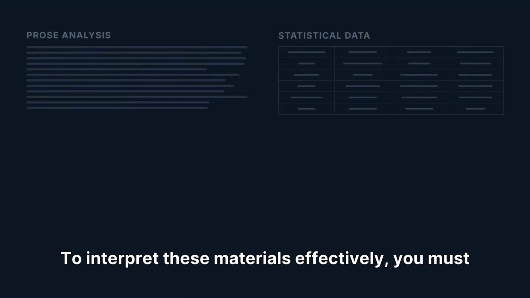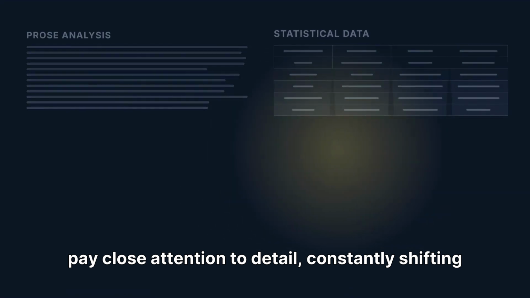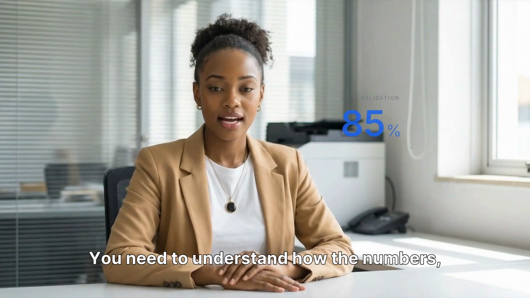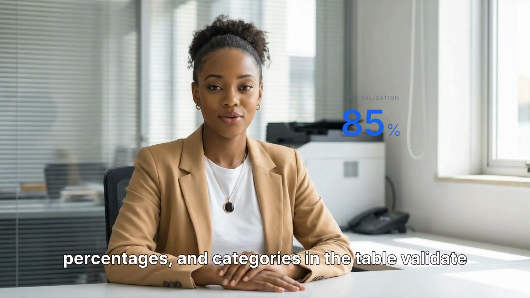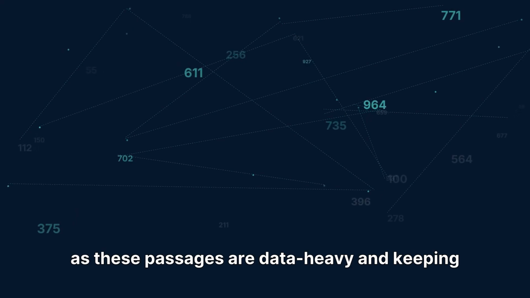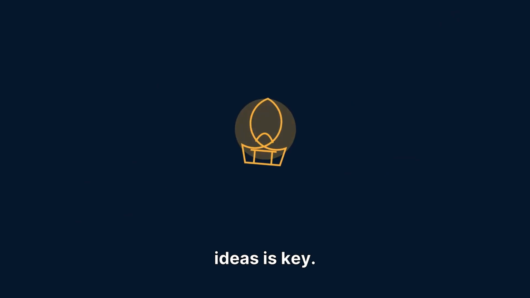To interpret these materials effectively, you must pay close attention to detail, constantly shifting your focus between the prose and the table. You need to understand how the numbers, percentages, and categories in the table validate or explain the arguments in the text. This requires a high level of concentration, as these passages are data-heavy, and keeping track of the relationship between figures and ideas is key.